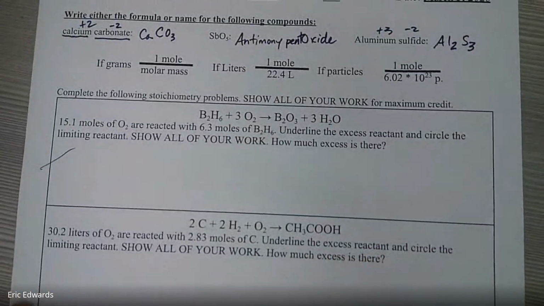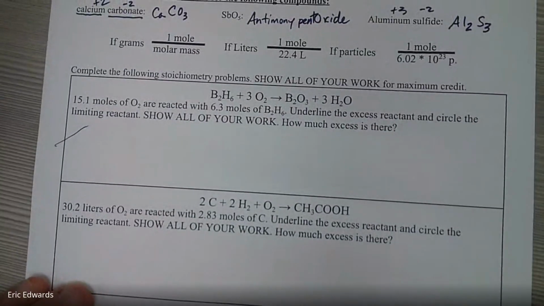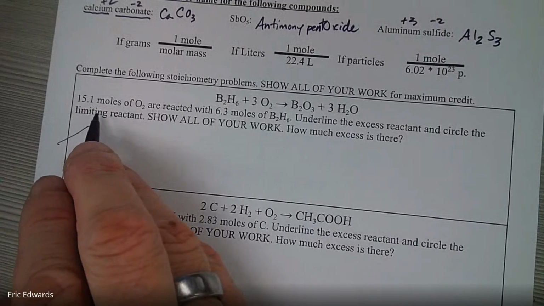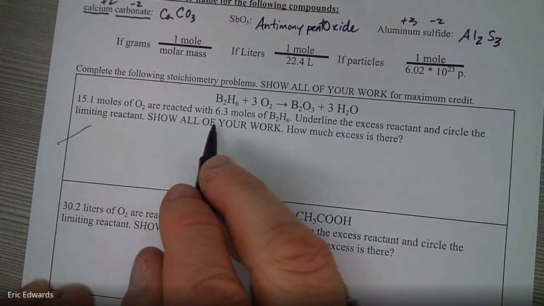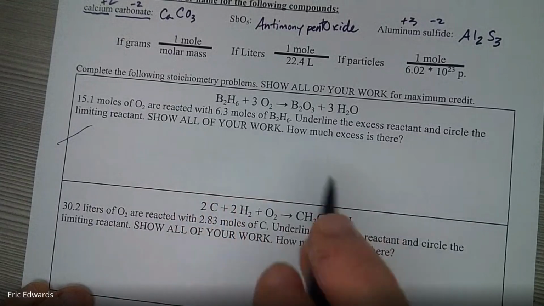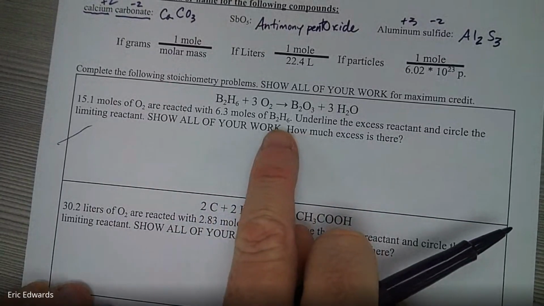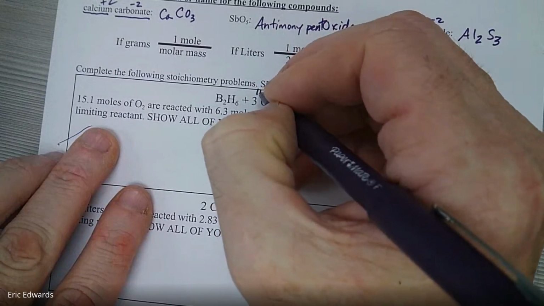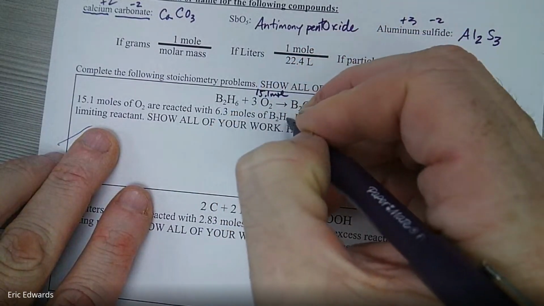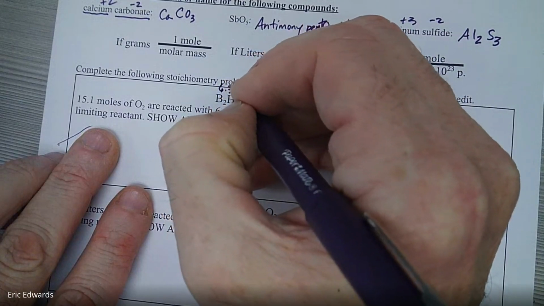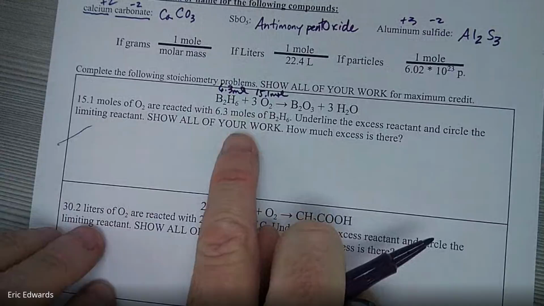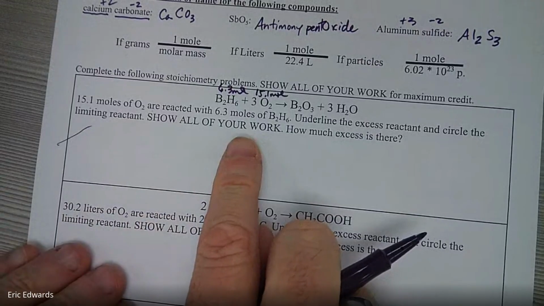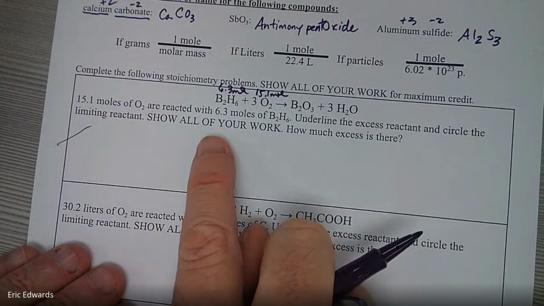Let's zoom in a little bit so we can see the first question here, all right? Okay, so the first question is 15.41 moles of O2 are reacted with 6.3 moles of B2H6. So I know that it's 15.1 mole of O2, and we have 6.3 mole of B2H6. So since this is limiting reactant and excess, we want to find out which one is limiting and which one is excess.